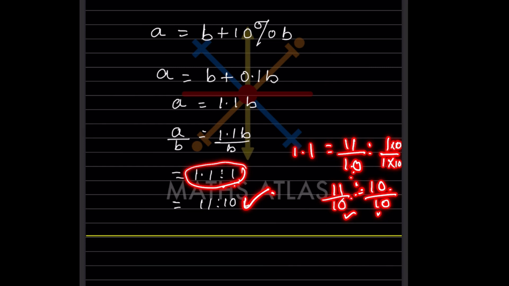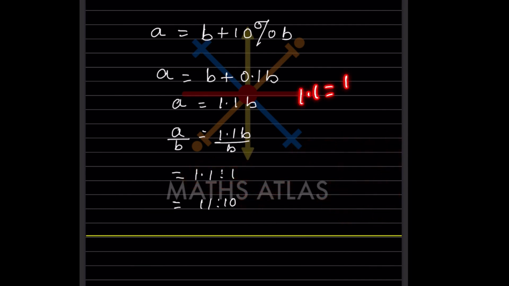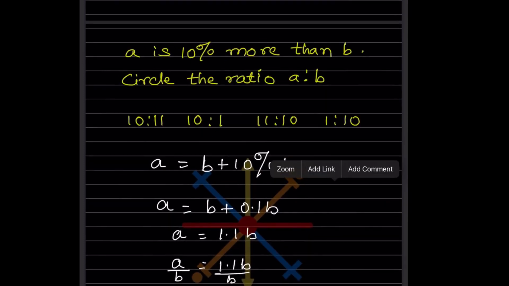So how to write this? 1.1, again I'll repeat it, 1.1 you can write as 11 divided by 10, because after the decimal there is a number, so that will be divided by 10, and this will be 1. Later on 1 we can write as 1, and here the LCM is 10, so you will multiply this by 10. So this also should be multiplied by 10. Now both places are 10, so you just look at the numerator, that will be 11 is to 10. So this is the answer. Here you will write 11 is to 10, and click on this one.